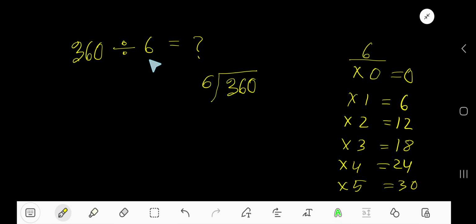360 divided by 6. Here 6 is a divisor, so we need the multiplication table of 6. 6 times 0 is 0, 6 times 1 is 6, 6 times 2 is 12. To find out the multiplication table of 6, just add 6 with the previous step.